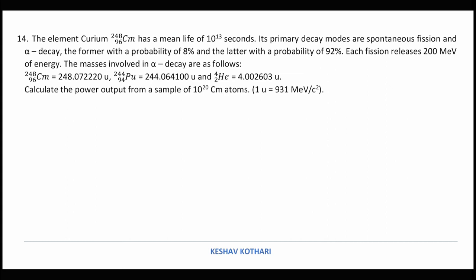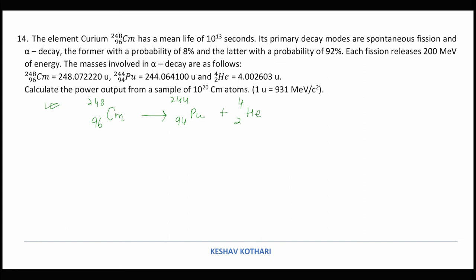We begin by writing the reaction involved in the alpha decay process. So the first thing that we are doing is writing the reaction involved. Curium 96-248 undergoes an alpha decay to convert into plutonium, that is 94-244, plus 2He4. This is the reaction that is involved in this particular question.